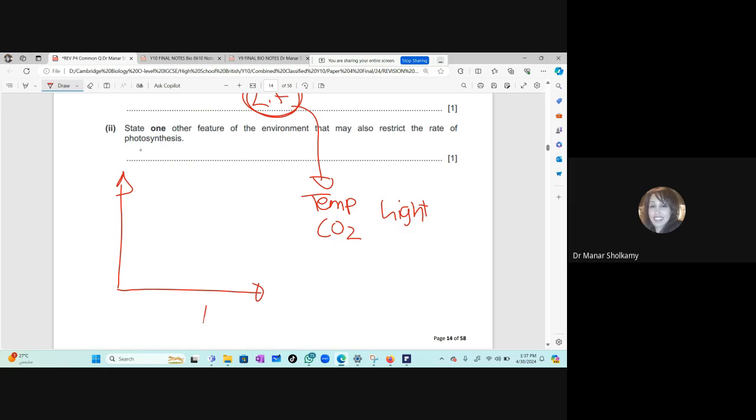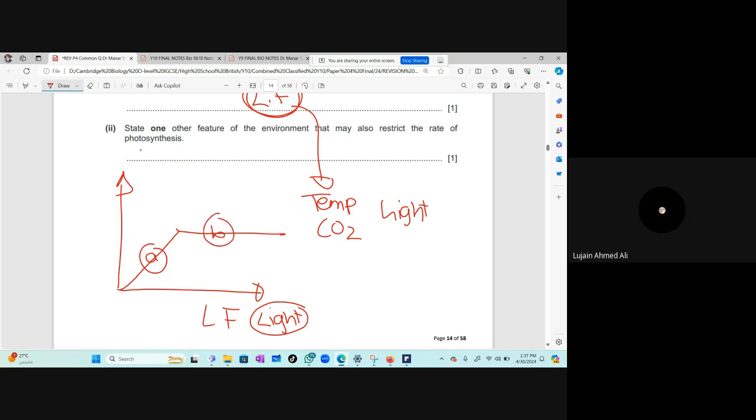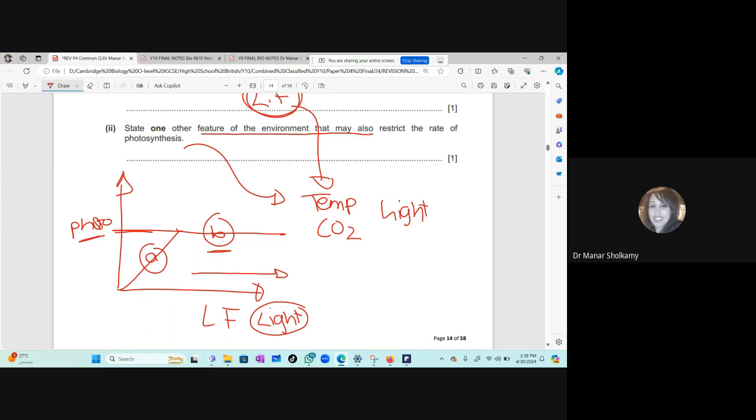If the limiting factor is plotted on the x-axis and the graph moves in this direction, what is the limiting factor at A if light is being tested here? Light. And then at B, it is any other factor other than light, because we are increasing light intensity, and even though we're doing that, the rate of photosynthesis remains the same. Good. State one other feature of the environment that may also restrict the rate of photosynthesis. Light intensity. We said that. Very good. Don't say water, because usually water is available. It's not wrong, but water is usually in enough supply. CO2 concentration.